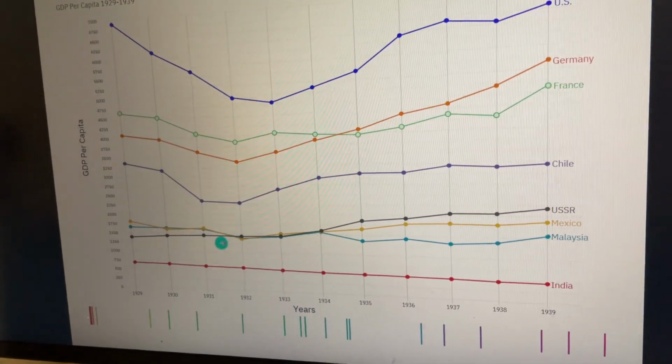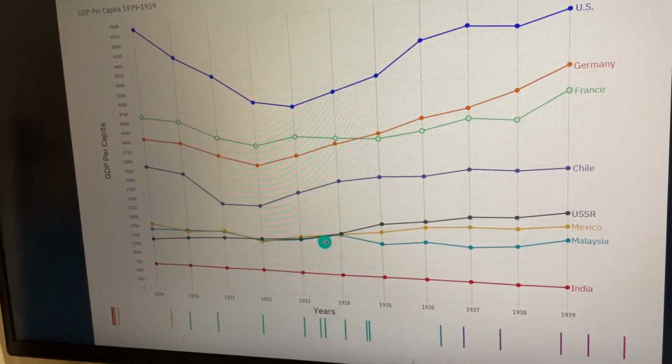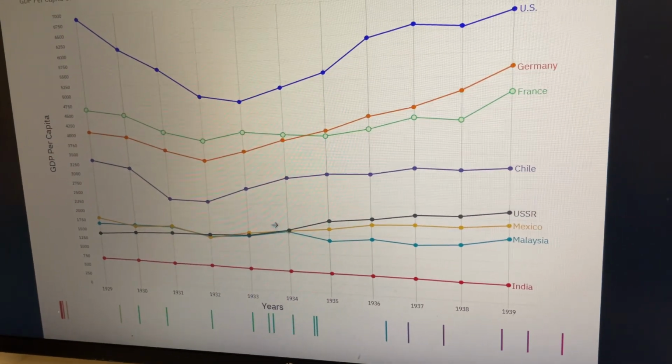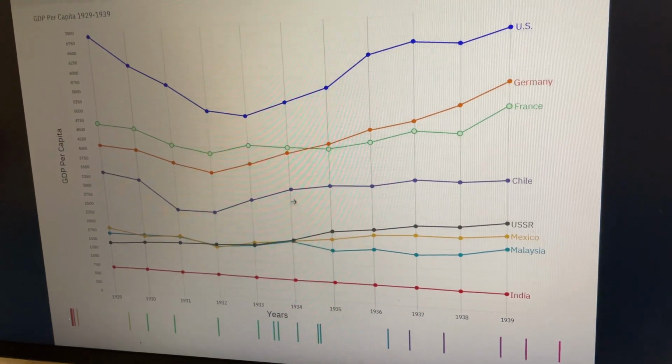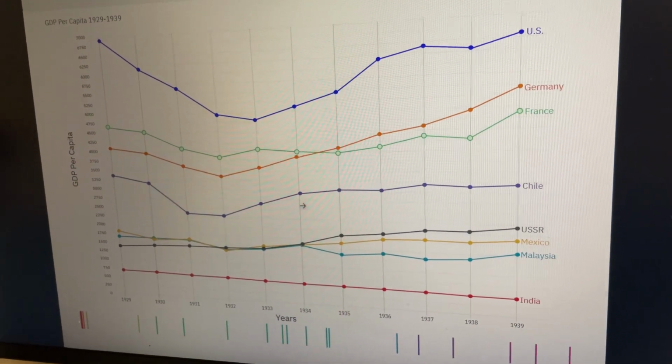The USSR actually did pretty good here, didn't decline at all, increasing all the way through the end of the Global Depression, likely because consumers felt no need to feel scared or fearful of the economic situation, because that's what GDP is a measure of.